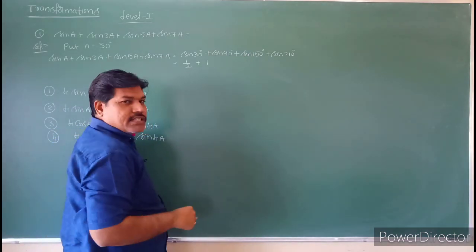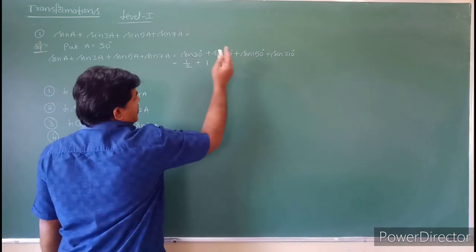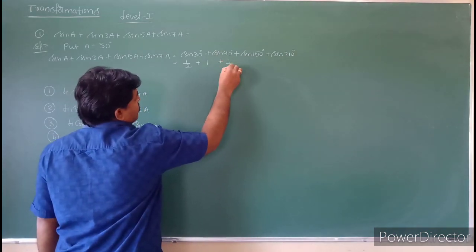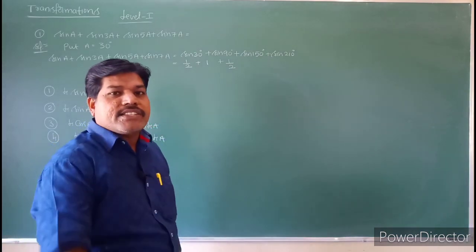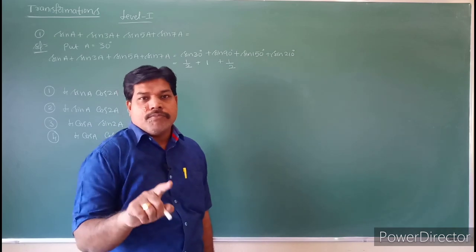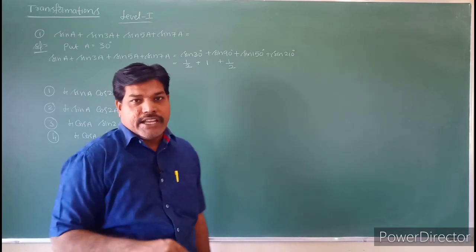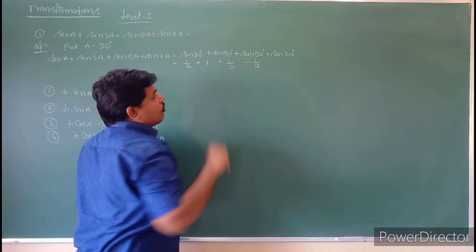180 minus 30. Yes or no? Sin (180 minus theta) is sin theta. So it will become sin 30. Sin 30 value is 1 by 2. So what is the 210? 210 is nothing but 180 plus 30. Yes or no? Sin (180 plus theta) is minus sin theta. So it will become minus sin 30. So minus sin 30 value is minus 1 by 2.